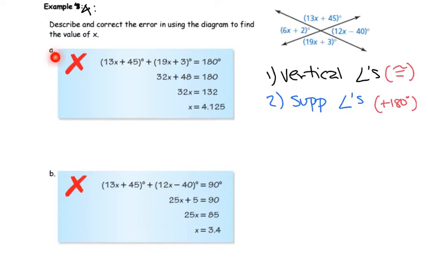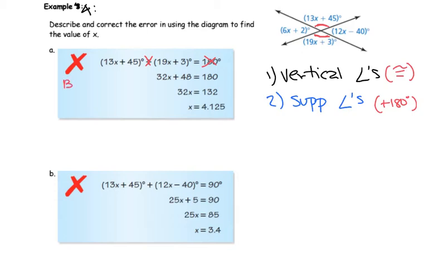So this first problem, A, let's see what they're working with. 3x plus 45 is this angle here, plus 19x plus 3, which is this angle here. Now, what relationship do you think those two angles have? Are they supplementary or are they vertical? Hopefully you're saying they're vertical. And if they're vertical, would we add them and make them equal to 180? No, no, no, no. We would not do that. That is where the error lies.